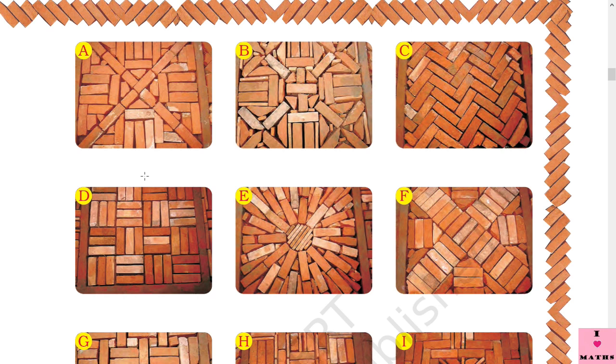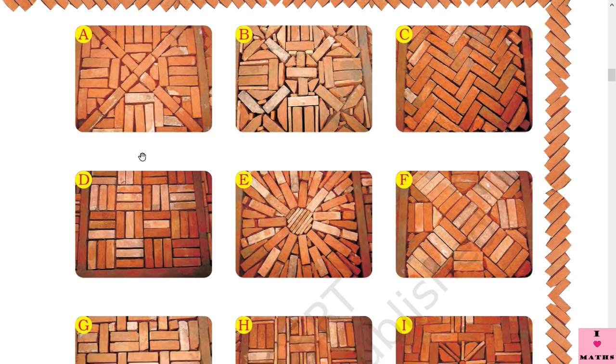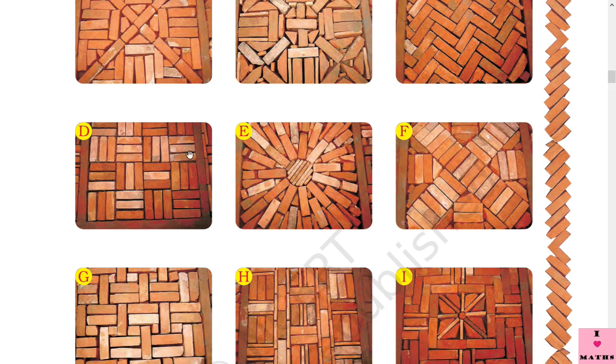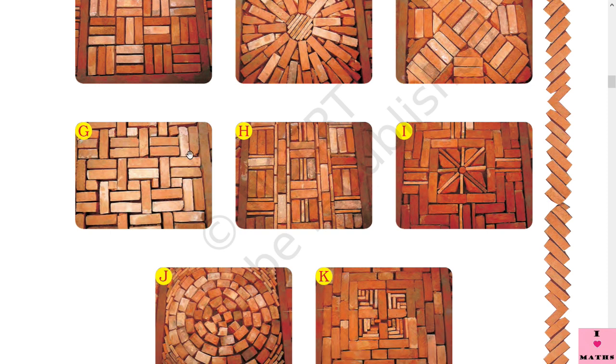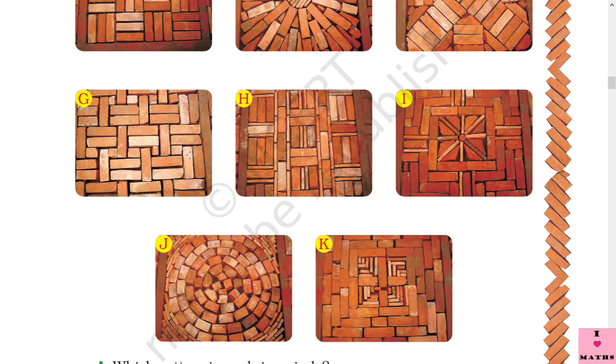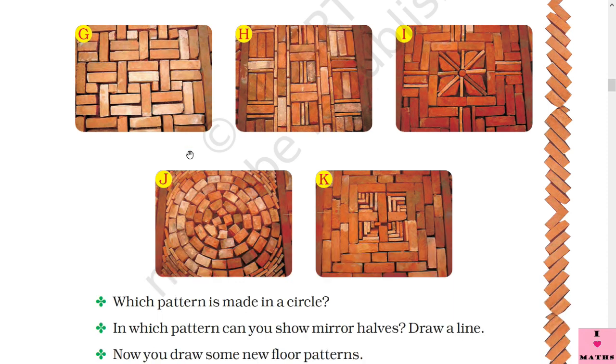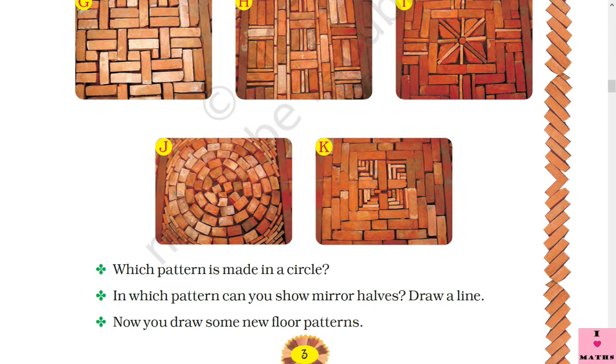Here are the pictures of the different patterns which were there in the school building. These are the 9 pictures. They are there in the book. You can have a look at it. Here are the other 2 patterns.